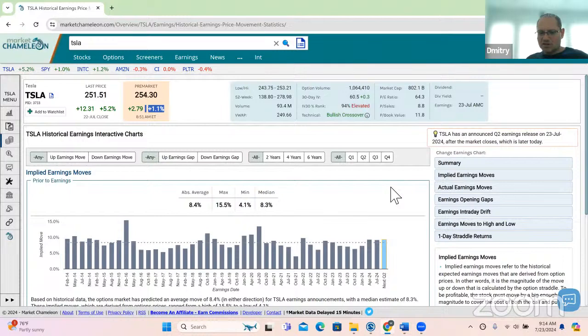The range that it could close at can be somewhat wide, right? 8.4% is the average, but that doesn't mean that historically it's between 8.2 and 8.6. You could see how far away from that average line it's closed historically.